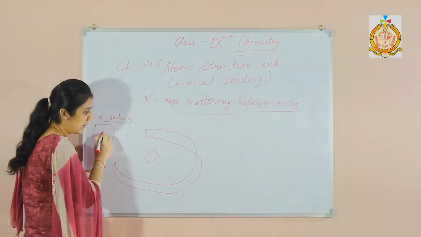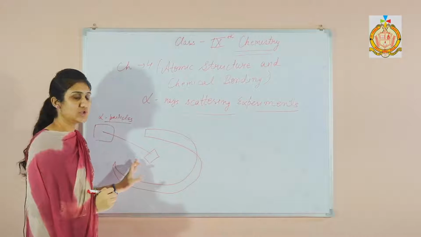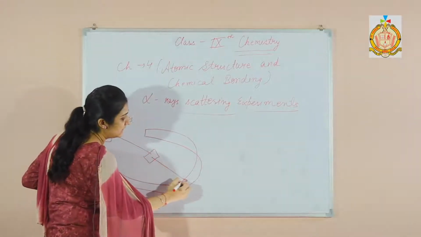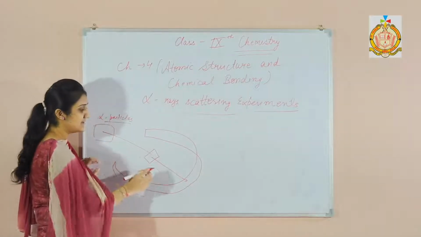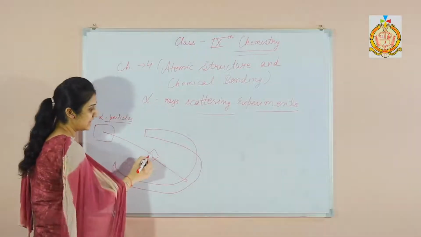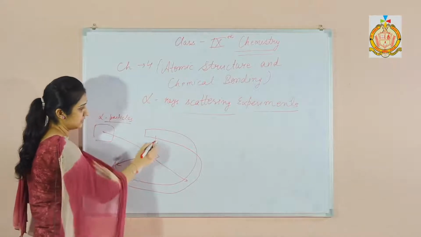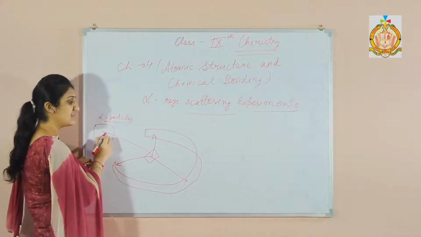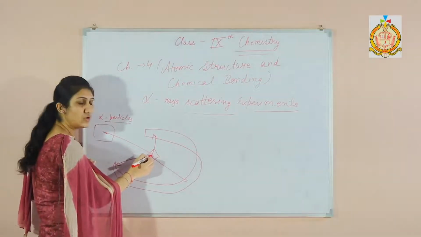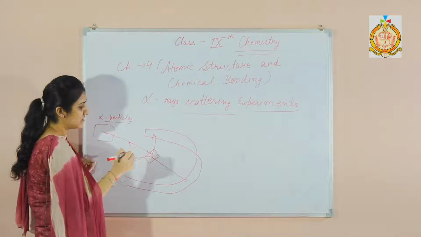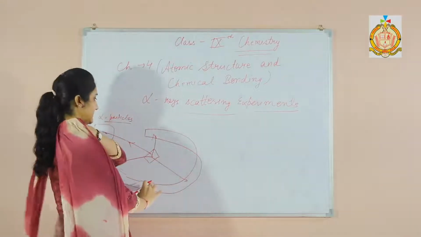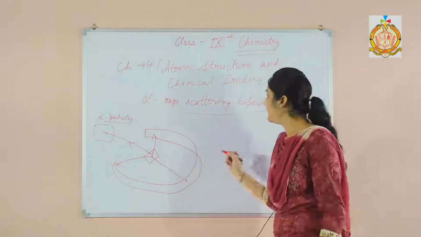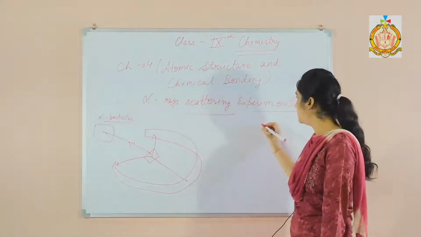So when the alpha particles pass through the gold foil, he observed that most of the particles pass through the gold foil and hit the screen, and some of the particles deflected back, and very few of the particles rebounded on their path. It means alpha particles are coming from here and after striking the gold foil, they again rebound on their path. So on the basis of this experiment, he gave a model of the atom that we call Rutherford's atomic model.